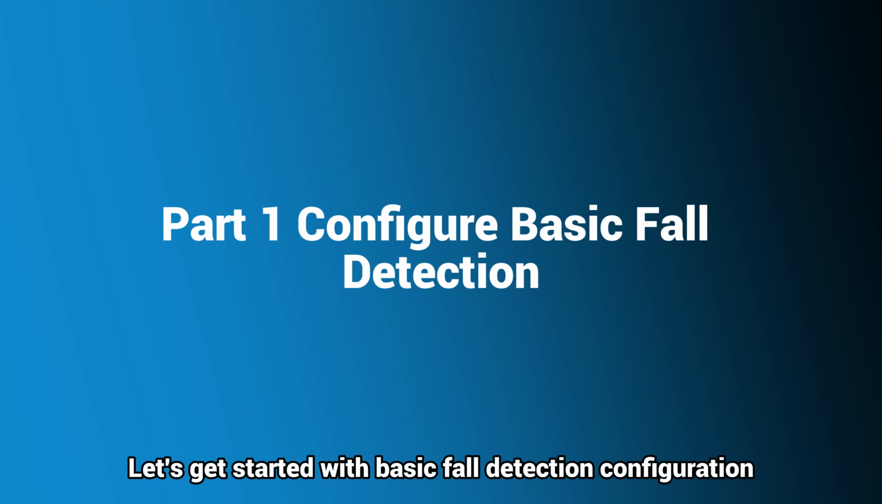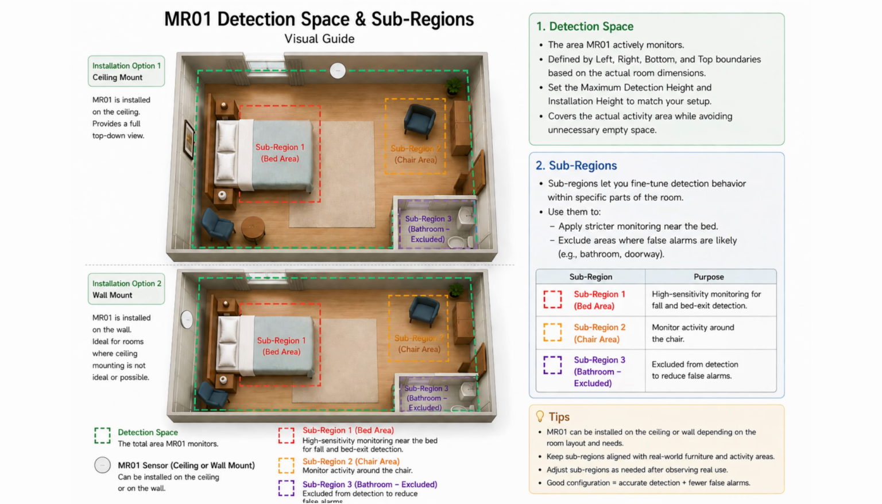Let's get started with basic fall detection configuration. This configuration works for any indoor environment where fall detection matters: bedrooms, living rooms, or shared care spaces. The first step is defining the detection space, the area MR01 will actively monitor. Getting this right ensures accurate detection and minimizes false alarms.